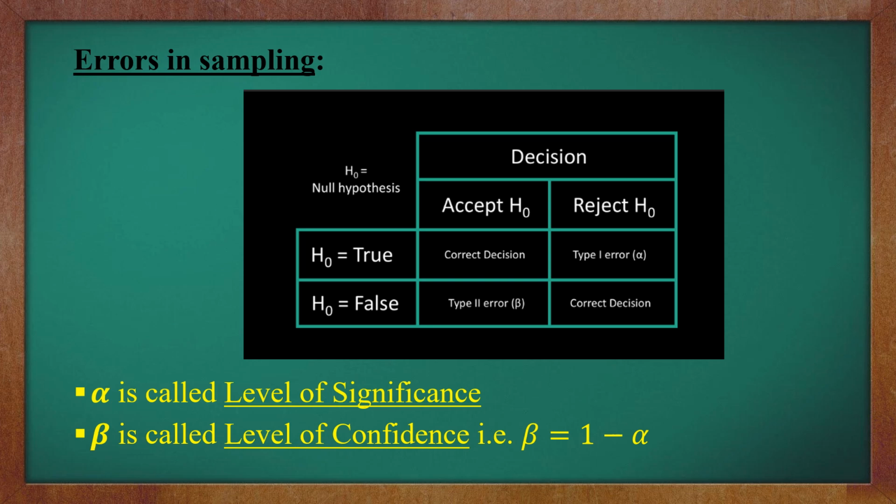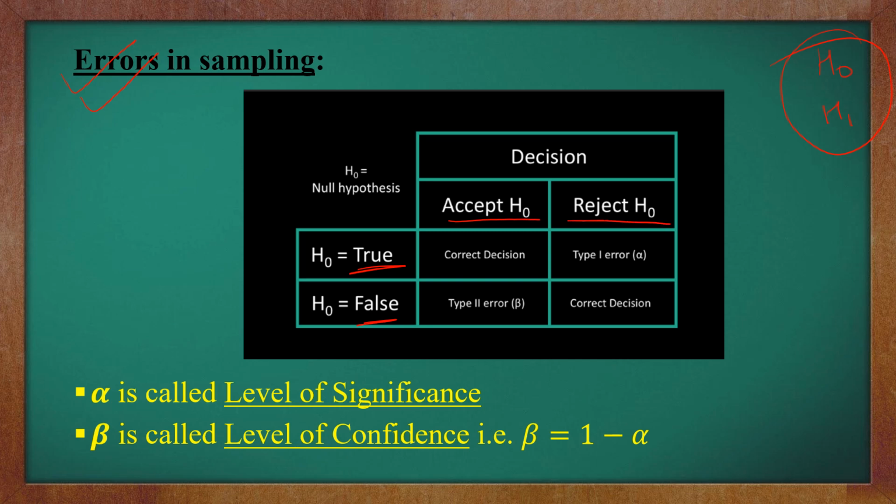Now we have discussed first of all the null hypothesis and alternative. Now we are moving further. We are talking about errors in sampling. What are the errors in sampling? First of all, what is the basic thing? Just take the null hypothesis. There are two scenarios: the null hypothesis might be true or might be false. And you accept your null hypothesis or you reject it.